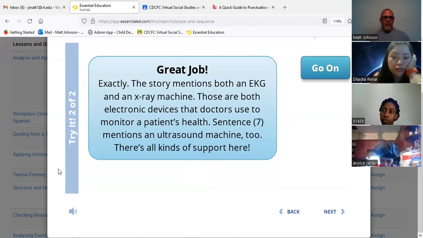Great job. Exactly. The story mentions both an EKG and an X-ray machine. Those are both electronic devices that doctors use to monitor a patient's health. Sentence 7 mentions an ultrasound machine too. There's all kinds of support here.